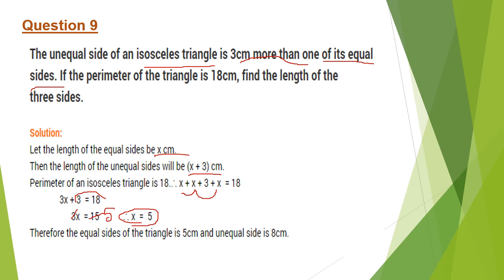The x value is 5. Therefore, the equal sides of the triangle are 5 centimeter and the unequal side is 8 centimeter, because x plus 3 centimeters, no children. If the equal sides are 5 centimeter, then the unequal side is 3 centimeter more, so it becomes 8 centimeter. I hope you understood this, children. Let us move on to the next question.